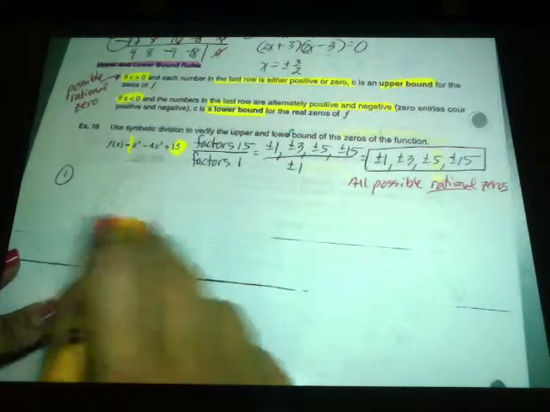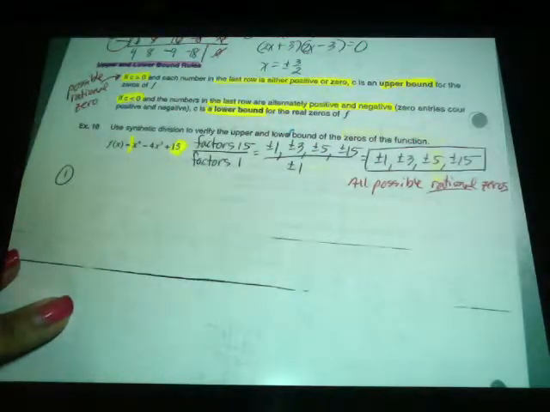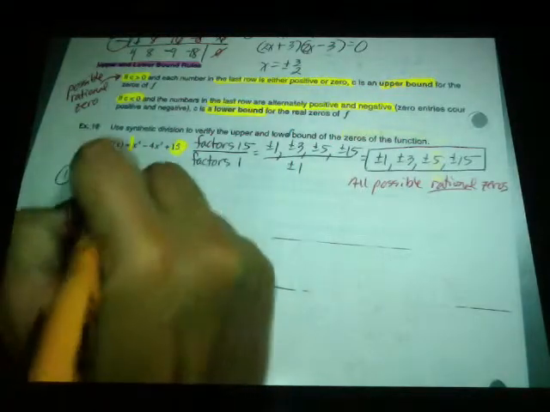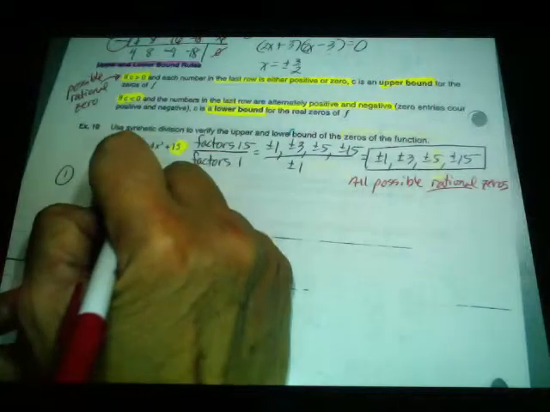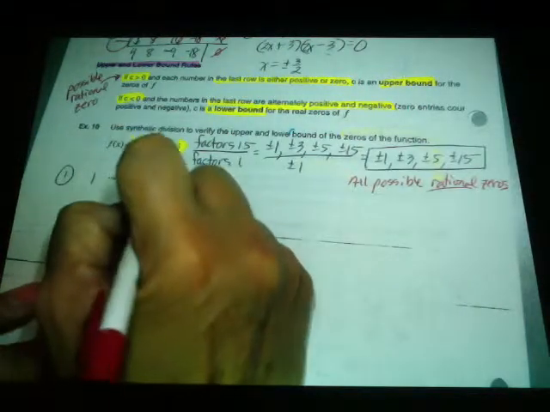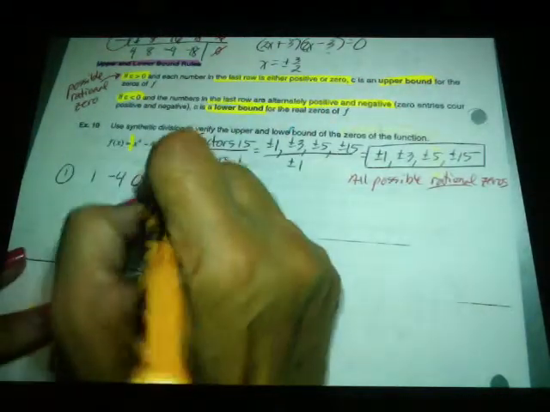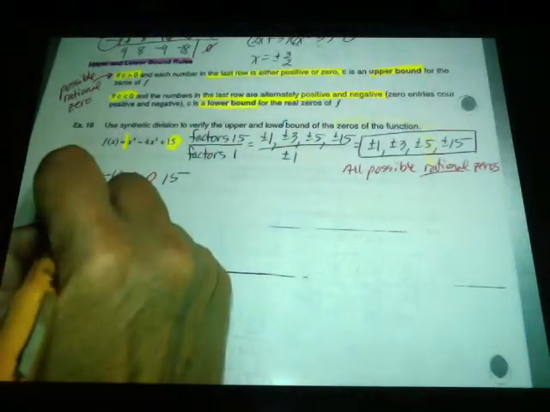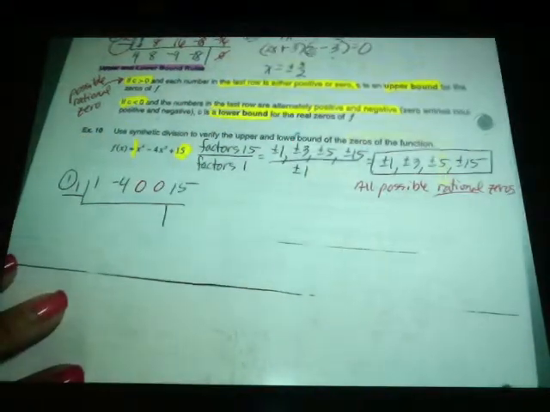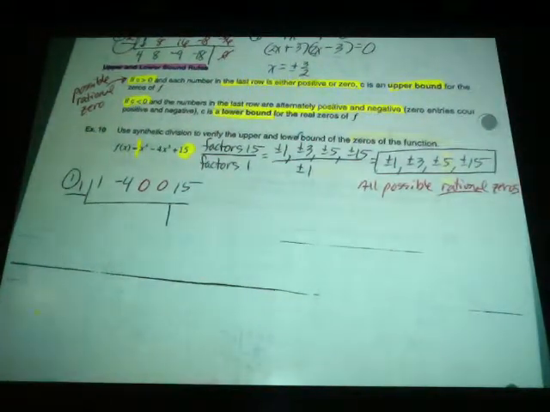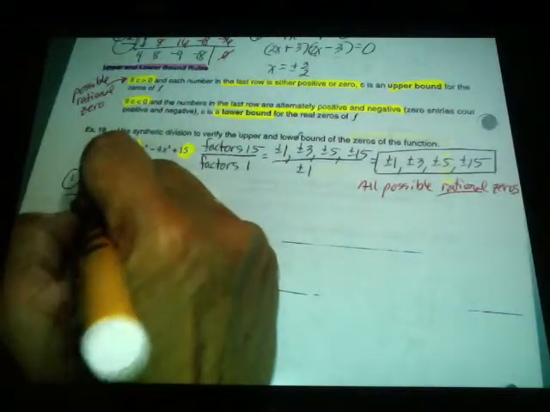So am I missing any x terms here? The squared in the first, right? So we've got 1, -4, my x squared is 0, my x to the first is 0, and my constant is 15. So on my shelf, we're going to try 1. So drop down to 1 and start multiplying.